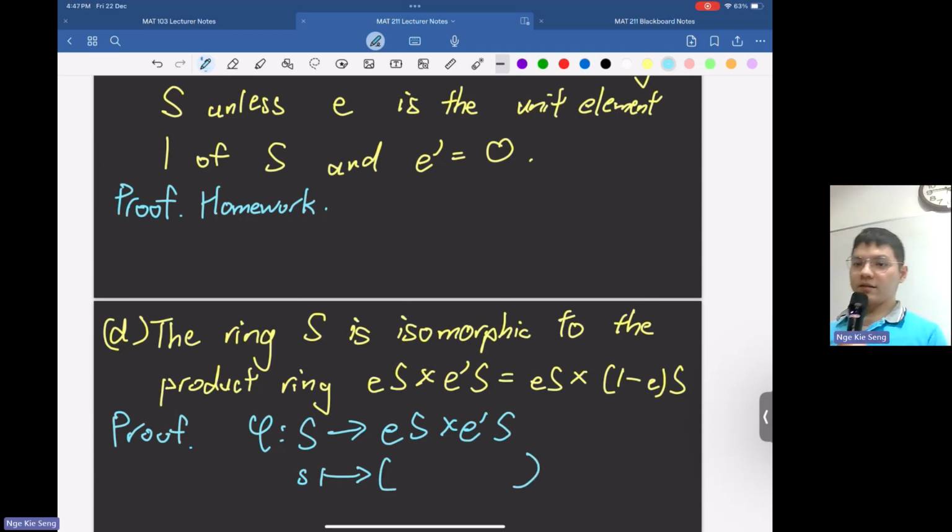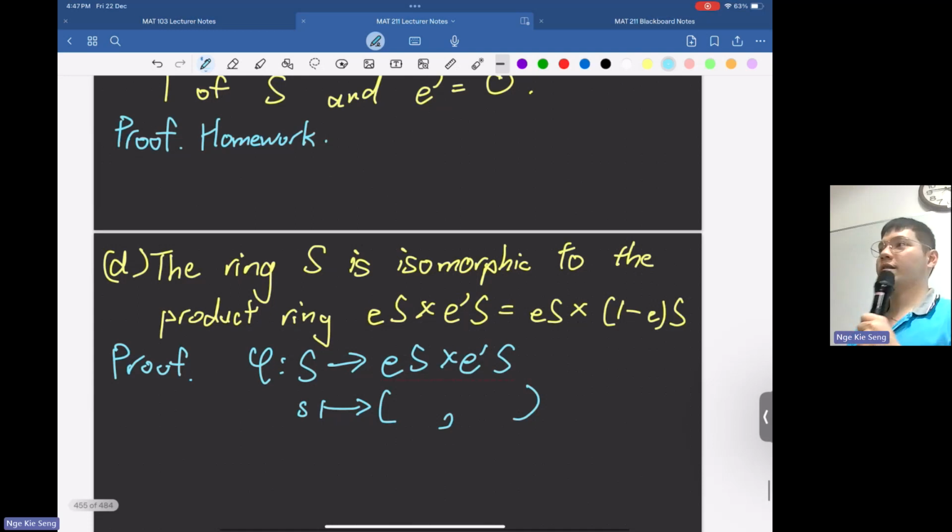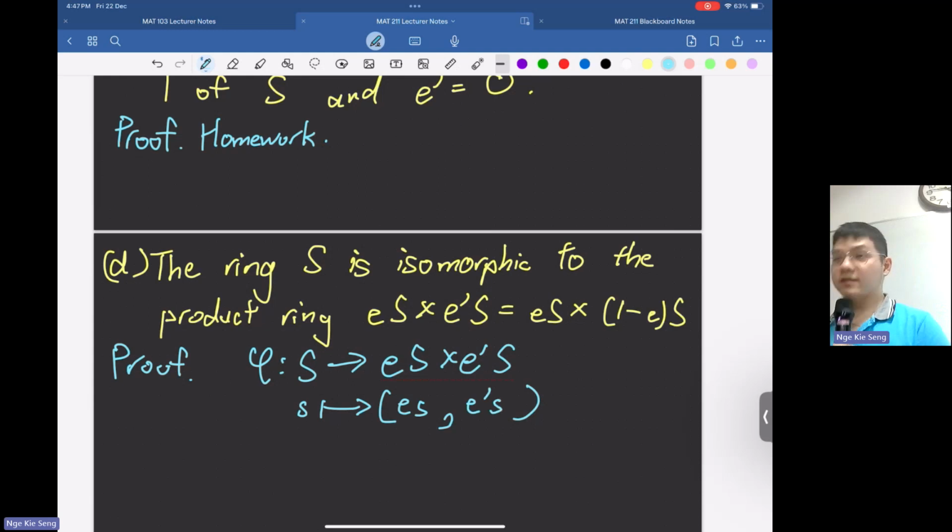Any guess? What kind of map should I take? Send X to where? I can just send it to EX and E'X. Just like that. Okay.